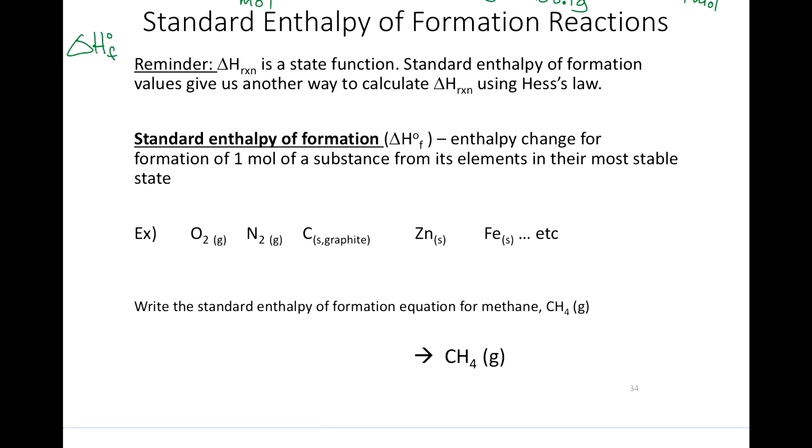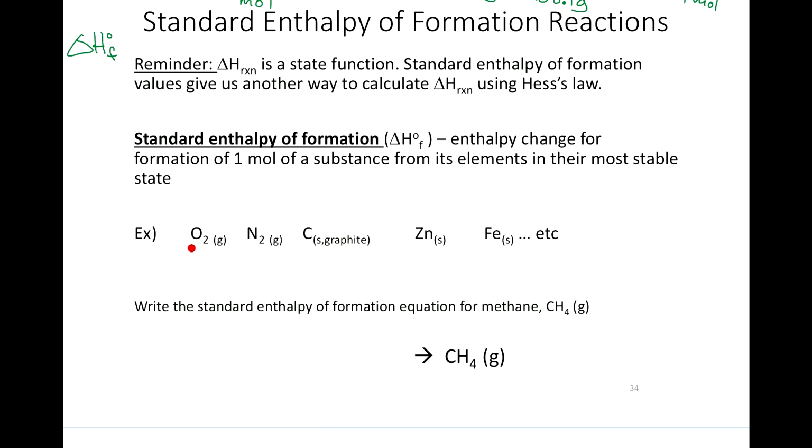So what is this enthalpy of formation value? It is the amount of energy to form 1 mole of a substance from its elements in their most stable state. All right? So these are table values where you can take any substance, you can find its delta H of formation, but what that number represents is forming 1 mole of that substance from its elements in its most stable state. So let's look at an example. What do I mean by elements in their most stable state? Here are all examples.